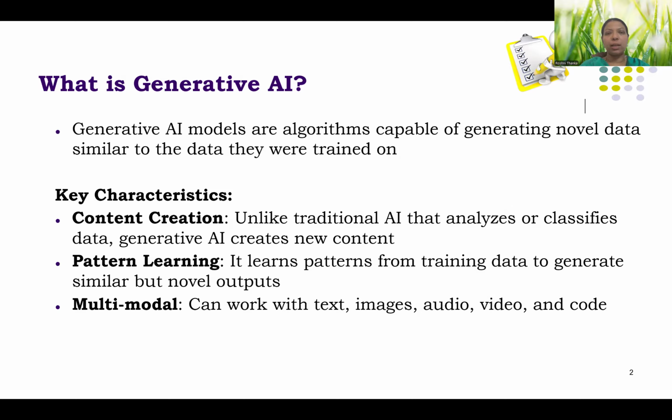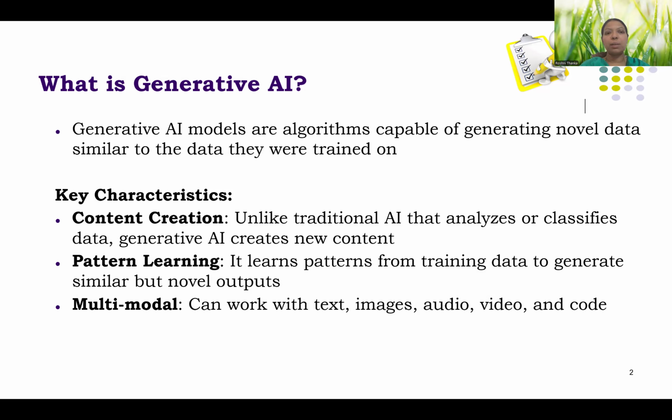The second characteristic of generative AI is that it can learn the patterns from the training data. Since it has learned patterns, it can generate a new, novel output similar to the patterns it has learned from the training data. By this, generative AI models are pre-trained.